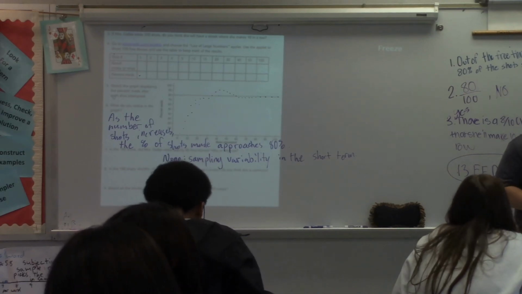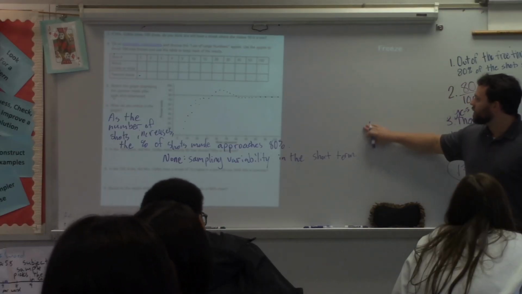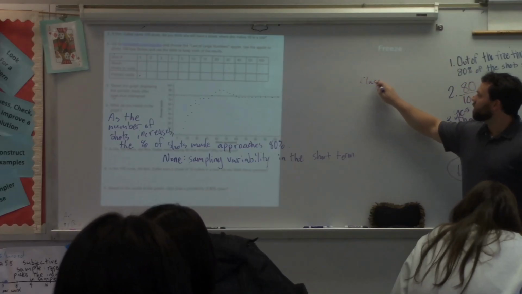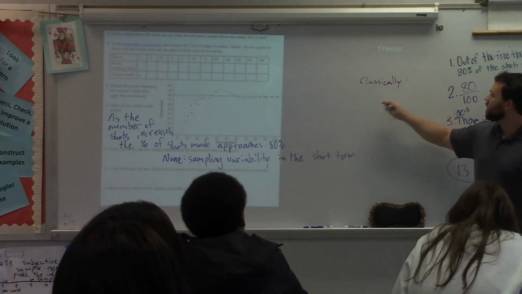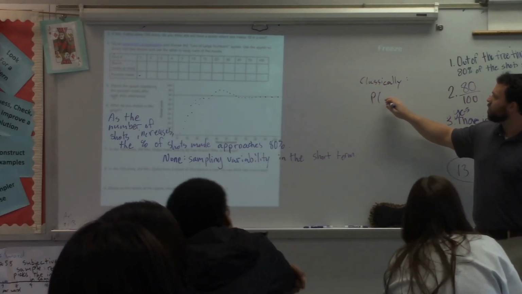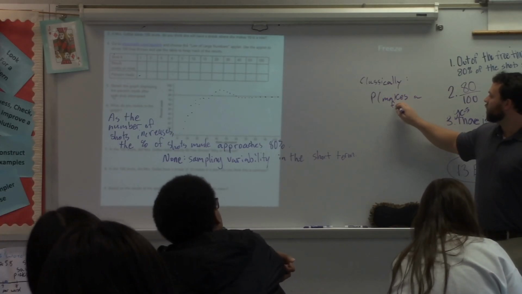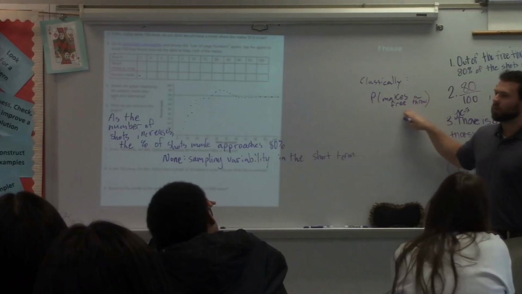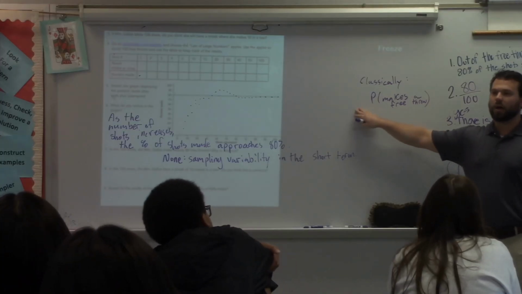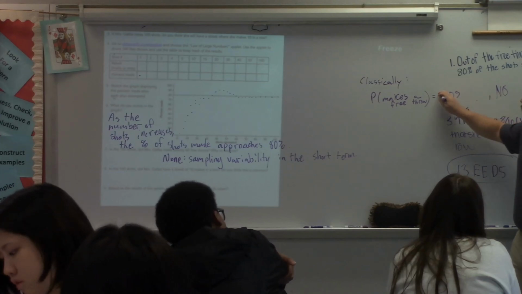Now I want to pause, and I do want to point this out, because I don't think that the textbook talks about this at all, but this is important. Classically, the probability would not even be 80%. The probability that Mrs. Gallus makes a free throw, and this is how we note that, is known as probability notation. It's a lot like function notation. So the probability of this thing happening, classically, is only 50%, or 0.5.